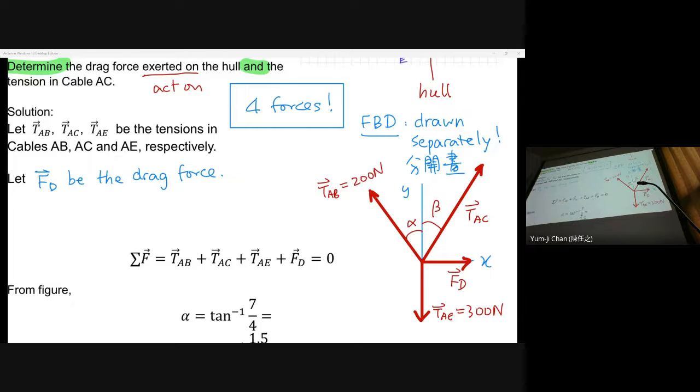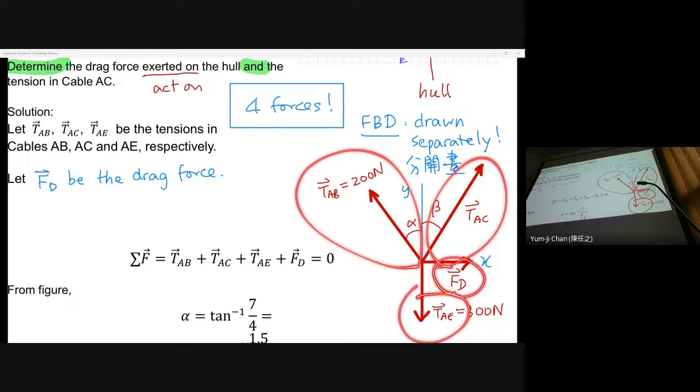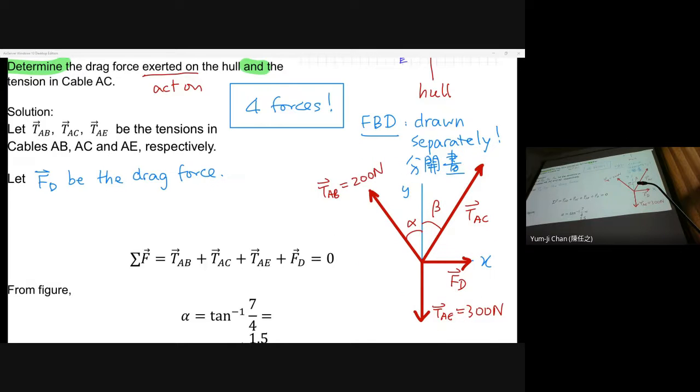Okay, then how many forces do we have in this problem? 3 or 4 or 5? 4. How many forces do we have on this diagram? We have TAB, we have TAC, we have TAE, and we have FD, so we have 4. Okay, so this is complete. So we have finished drawing our free-body diagram. Okay, then I'll stop here for today.